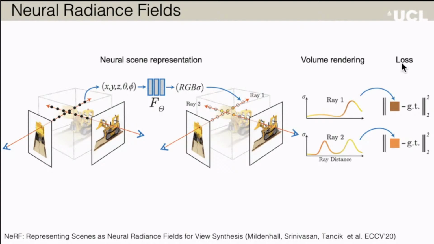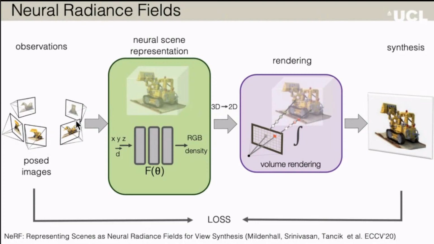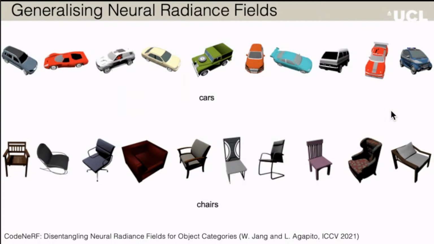So you can think about this as we have posed images as observations. We represent the scene using a neural network where the network will learn to infer, for every 3D point, its RGB color and its density such that when we render those points back, we get back the original images. So the same analysis by synthesis method that we saw before. And in some recent work, we've looked at how to generalize these neural radiance fields to the case where we don't just have a single scene, but we actually have a category of objects. How do we actually represent the variation of shapes and textures across categories such as cars or chairs? And how do we do that from images only?